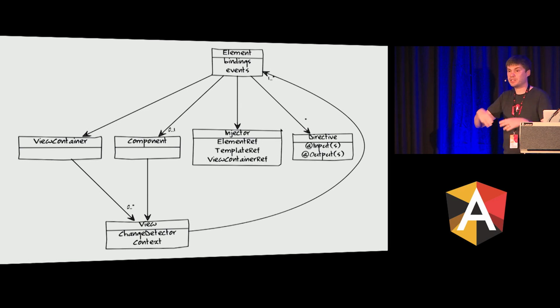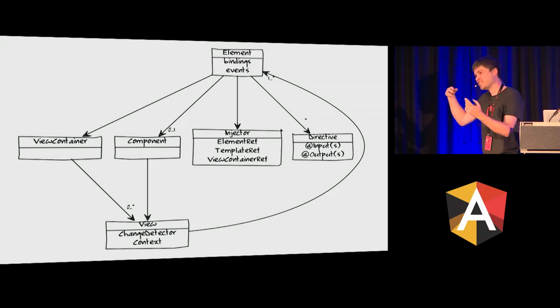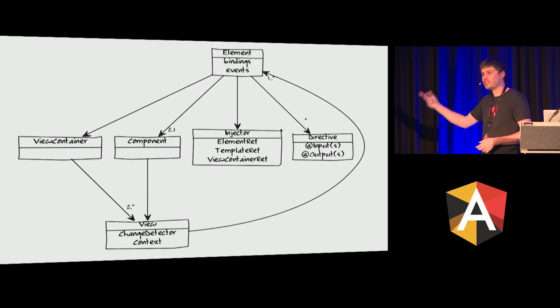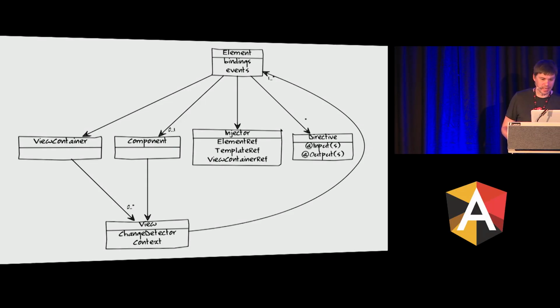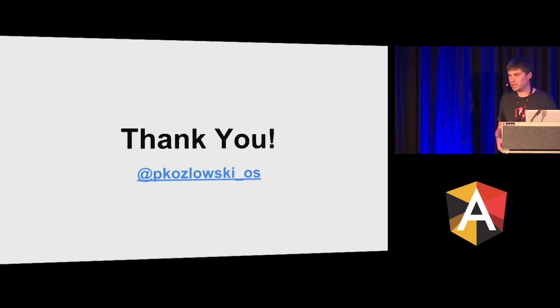And this thing goes in cycles, right? Because this element can have an associated ViewContainer, can have a view, the view has elements, and it goes and goes and goes, and we've got the entire tree. And with this, that's all.